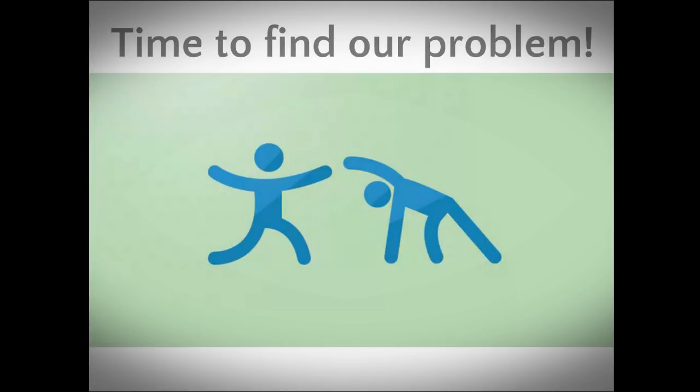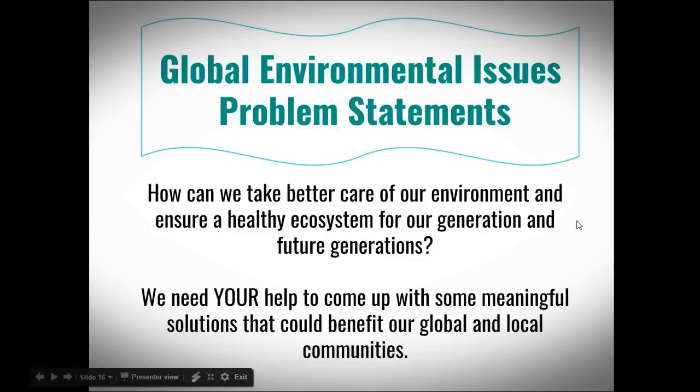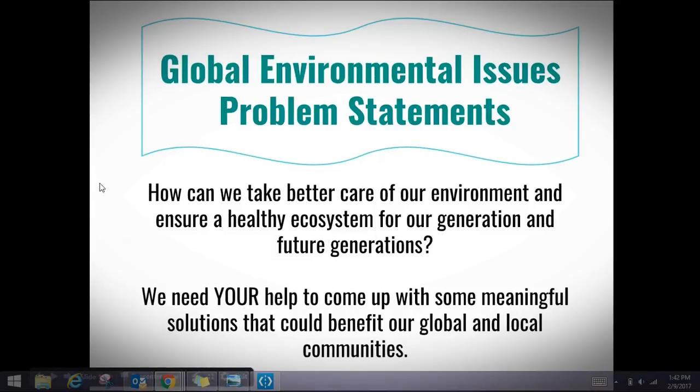Okay, so let's get all stretched. We're going to look at what problem we are going to tackle. Your overall theme for the problems you're going to look at is global environmental issues. We have 3 global environmental issue problem statements for you. With each of these statements, we want to look at how we can take better care of our environment and ensure a healthy ecosystem for our generation and also future generations to come. We need your help to come up with meaningful solutions that could benefit our global and local communities, because this really is a problem.